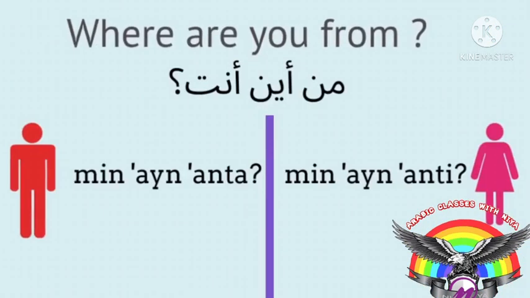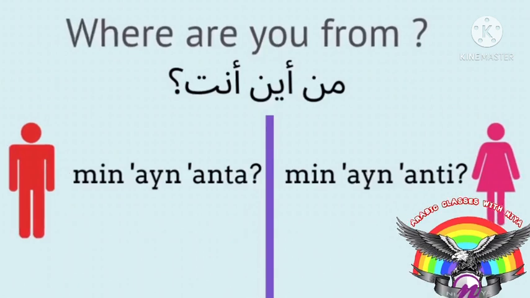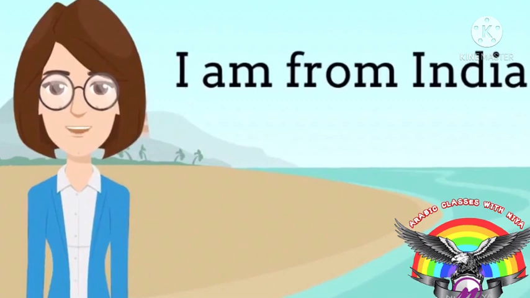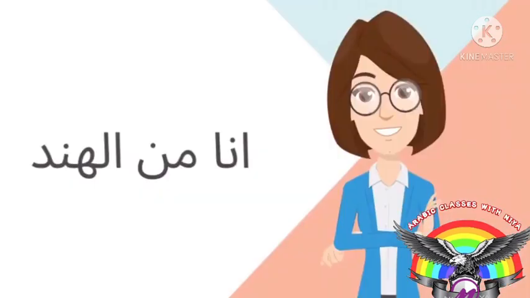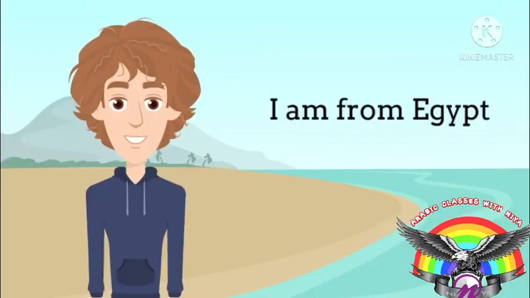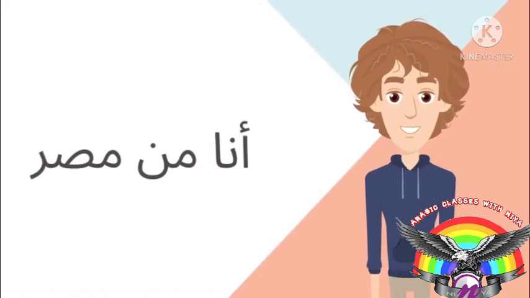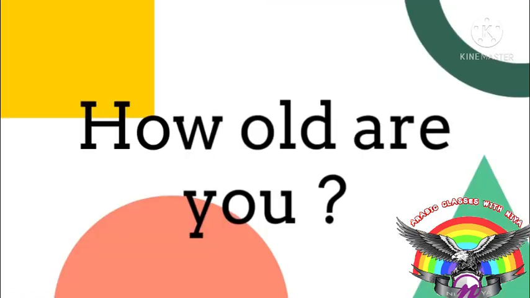Where are you from? من أين أنت in the female form and من أين أنت in the male form. I am from India. أنا من الهند. I am from Egypt. Do you know how to say that in Arabic? أنا من مصر. You can tell any place where you are from.